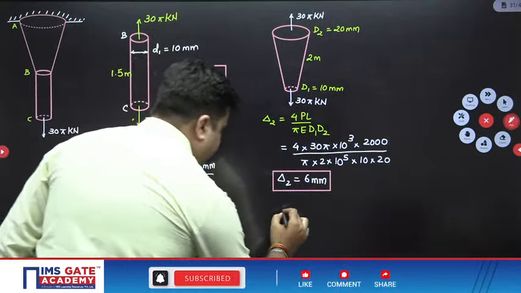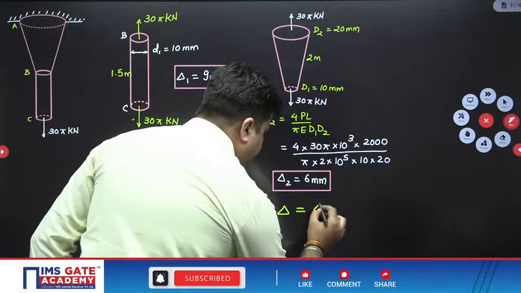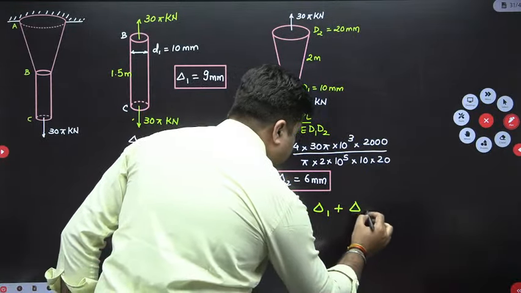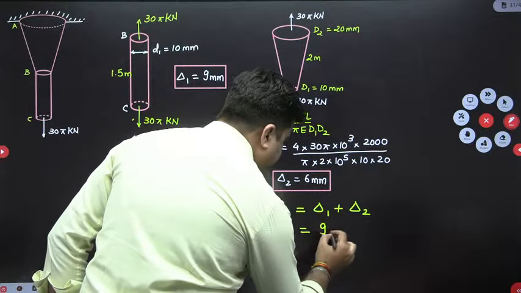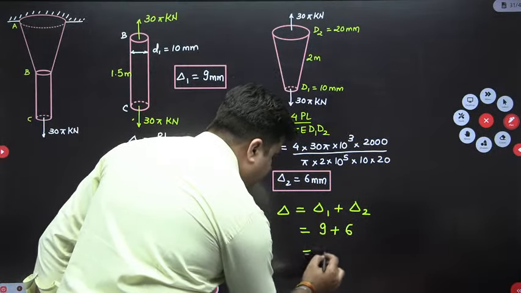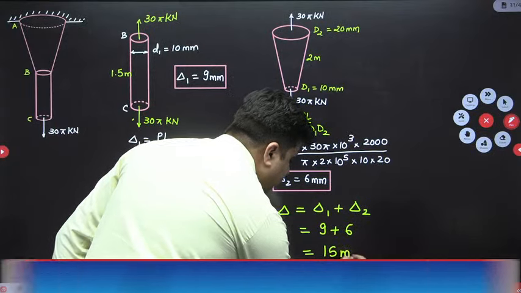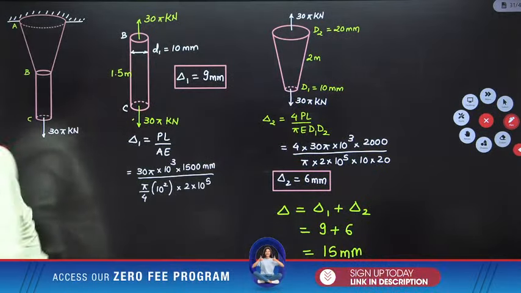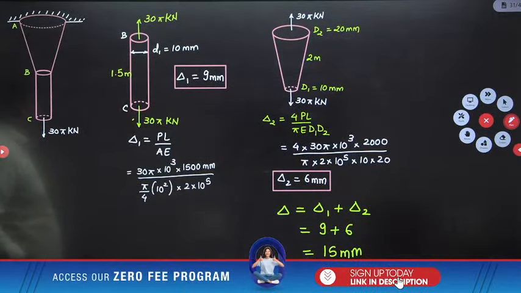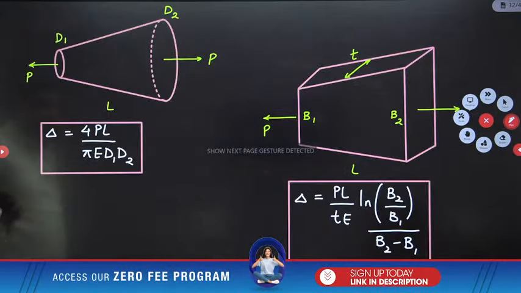So total deformation delta is equal to delta 1 plus delta 2, which is 9 plus 6 mm, so that will be equal to 15 mm. Absolutely correct, Avinash sir. Yeah, so that is 15 mm. Very good. Let's move ahead to the next question.